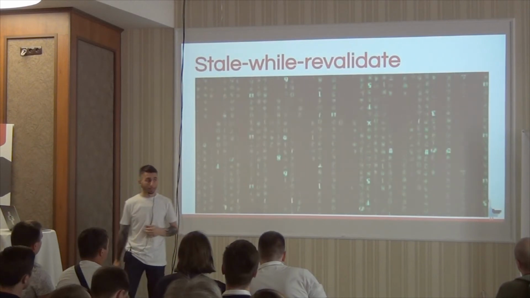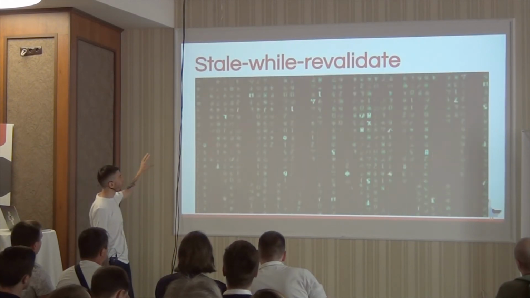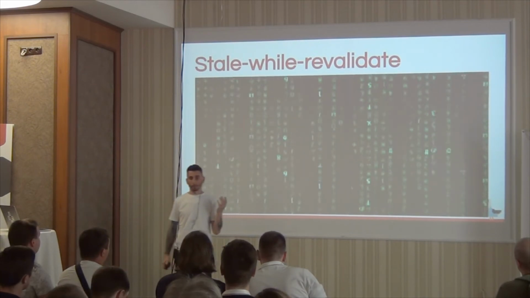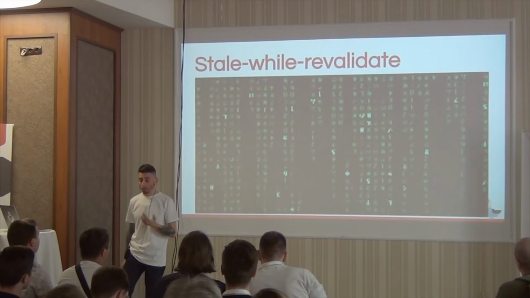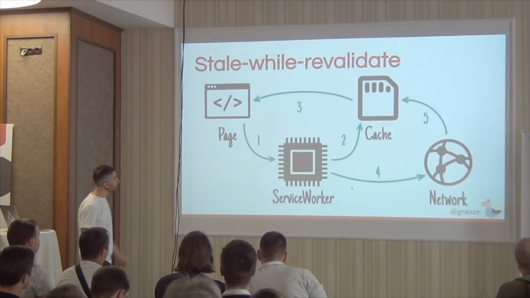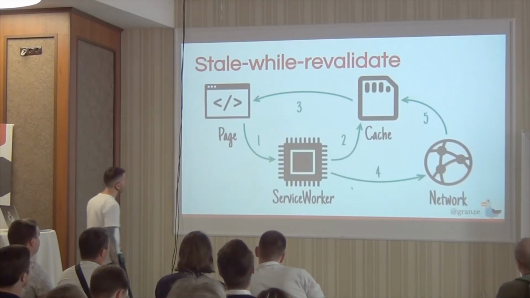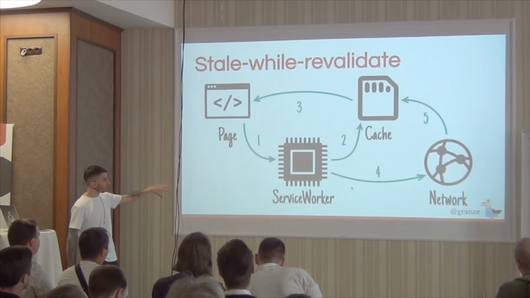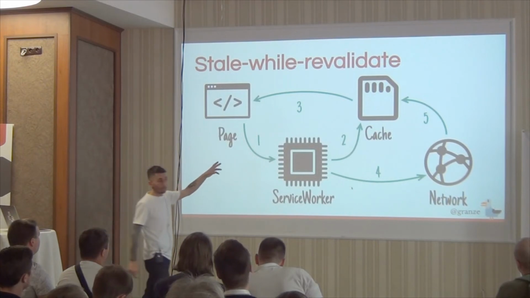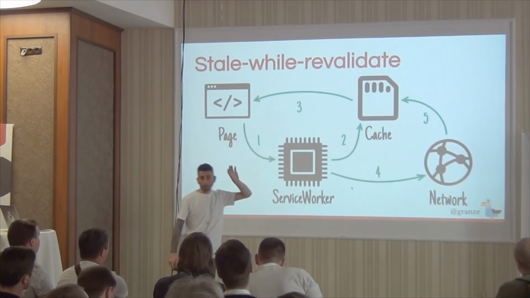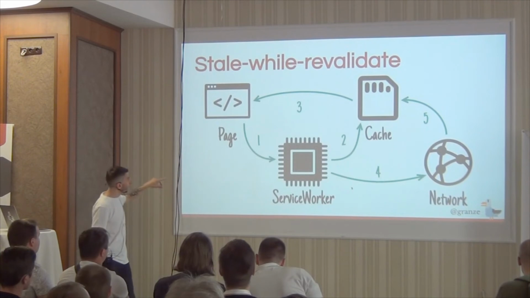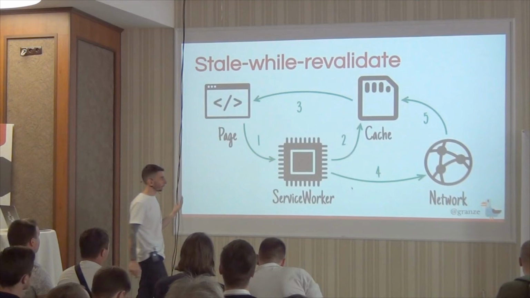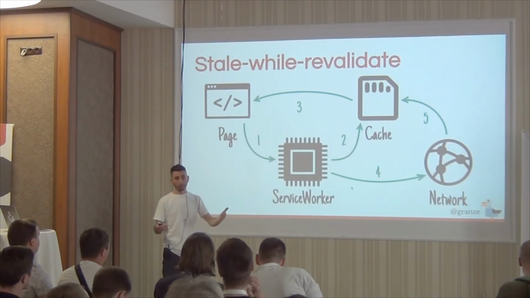For example, if I'm going to implement a stale-while-revalidate strategy, it's just a fancy name, but it's a strategy that is really commonly used. And it works like that, more or less. So my page asks for my resources to the service worker. The service worker will ask the cache, do you have these resources? Yes or no. But in the meantime, I will also go to the network, because I want to give the user something as soon as possible.